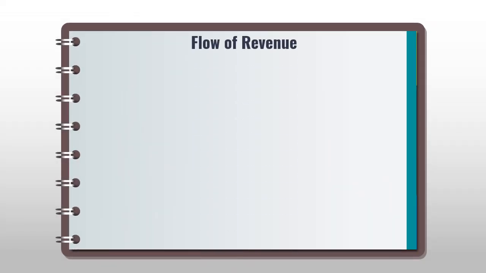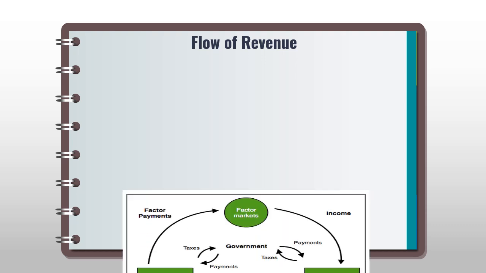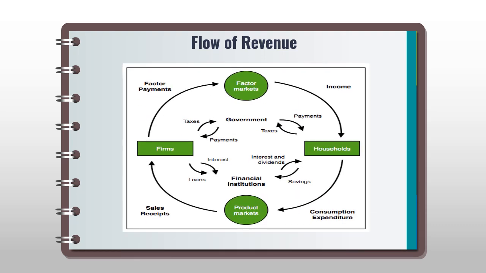Let us study now what the flow of revenue is. Flow of revenue consists of four important components: households, product markets, firms, and factor markets. From households, we get consumption expenditure. From the product market, we receive sales receipts, and that is passed on to firms.